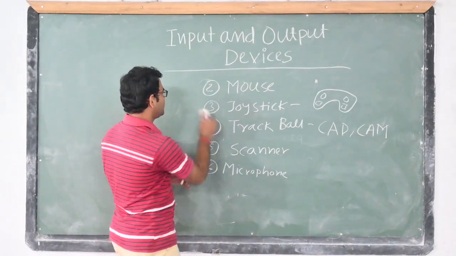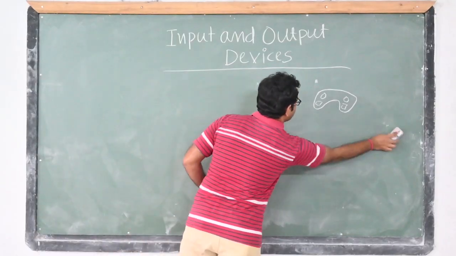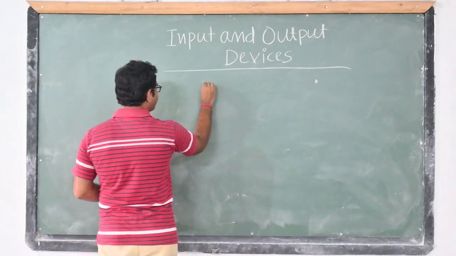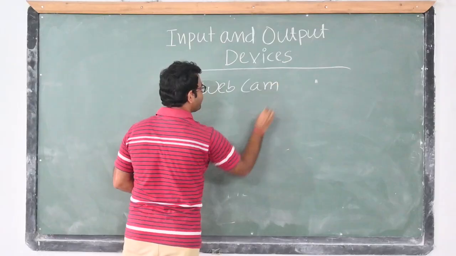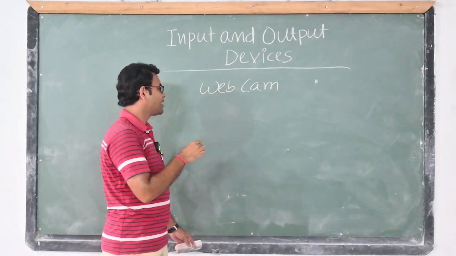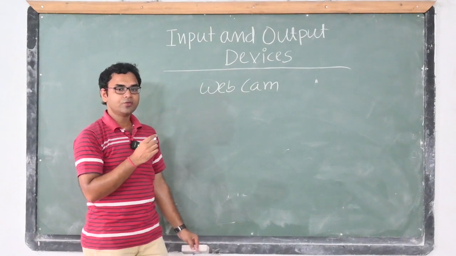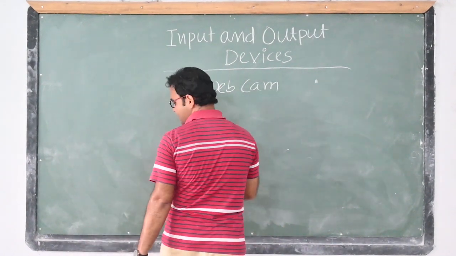Next, after the microphone you can see the webcam. You all know the webcam. We can use the webcam in a laptop for video chat and online meetings. So the webcam is an example of an input device.